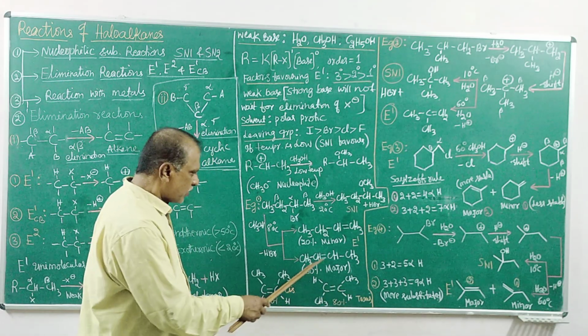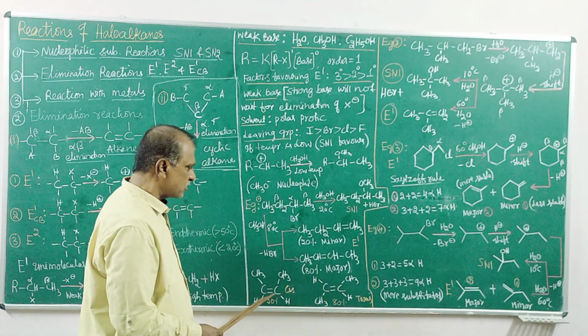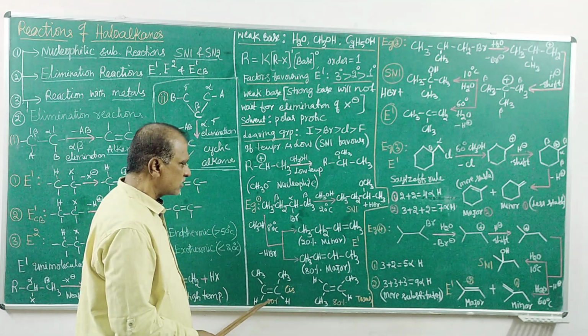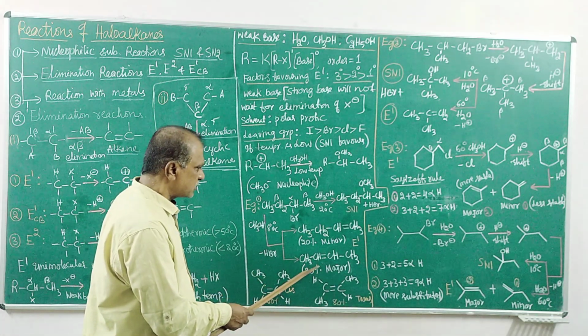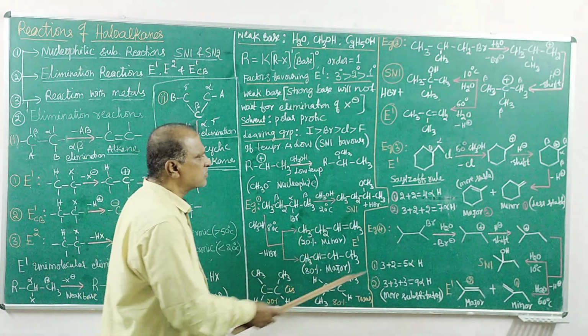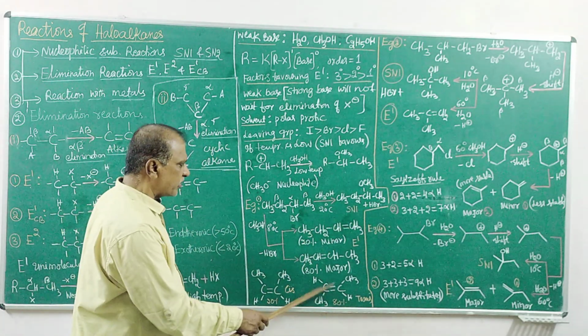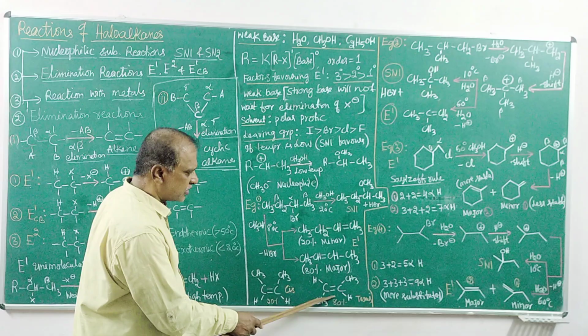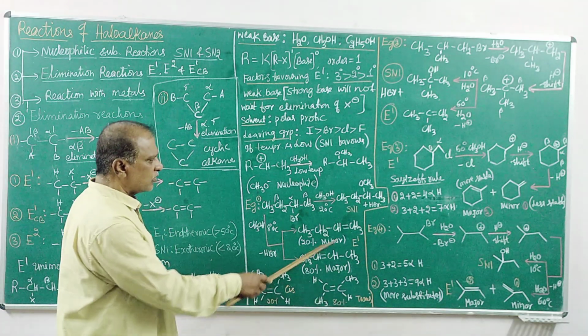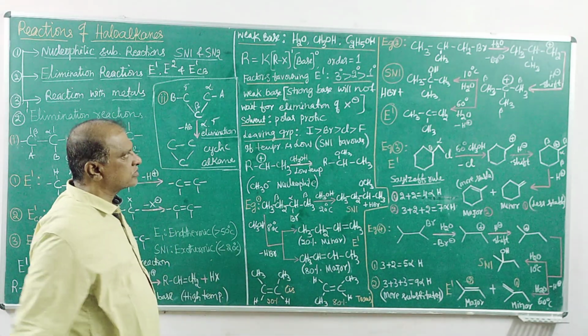That is why among these we have two configurations. This is 80%, this is 20%, in accordance with the Saytzeff rule. But in accordance with cis-trans configuration, this configuration is more stable. So that is in the elimination cases.